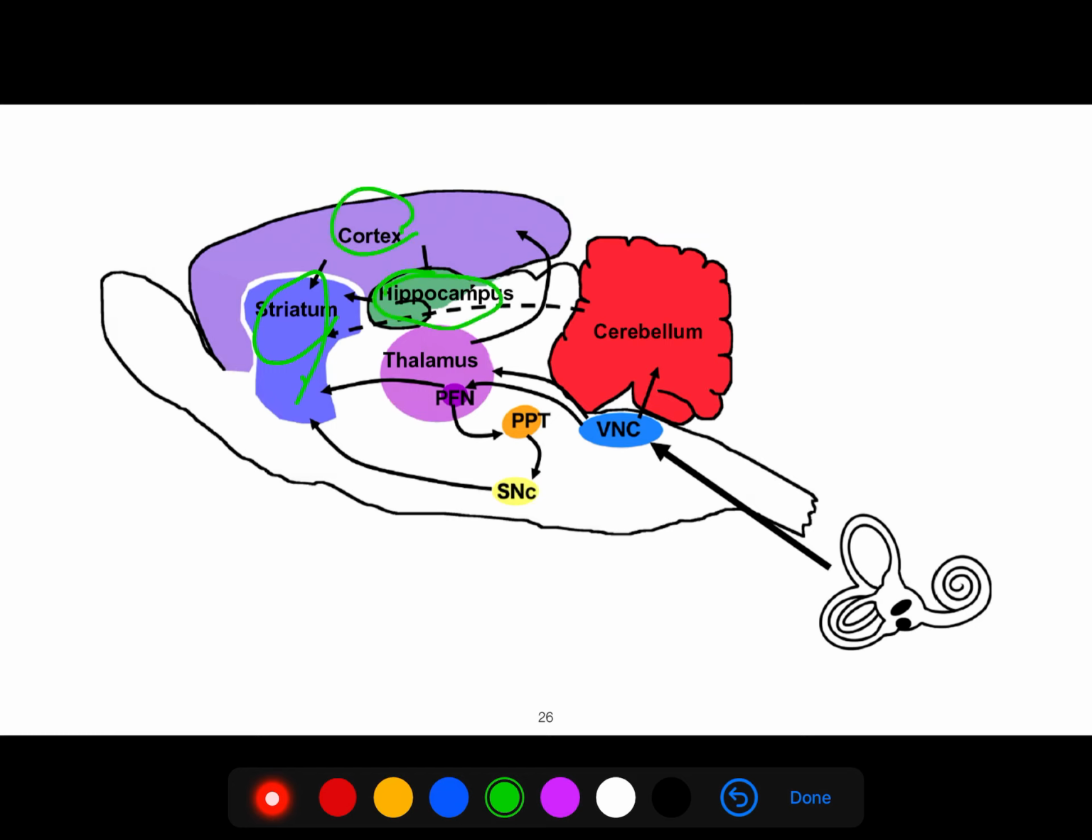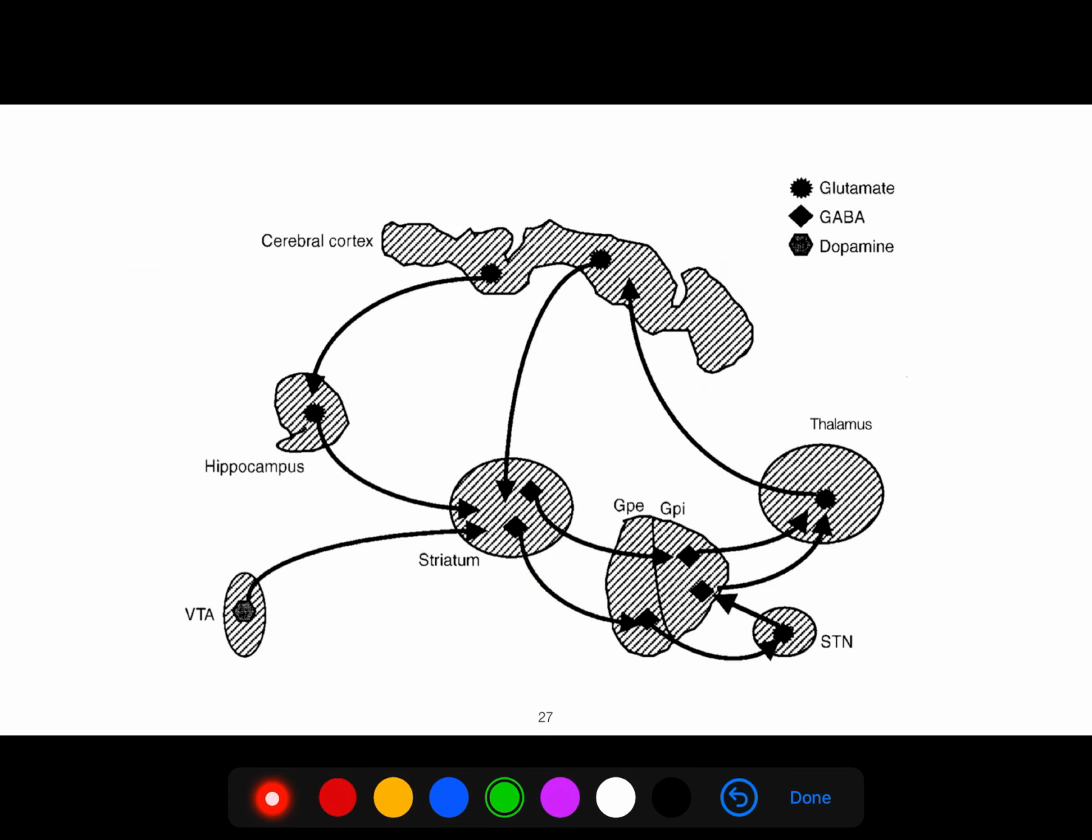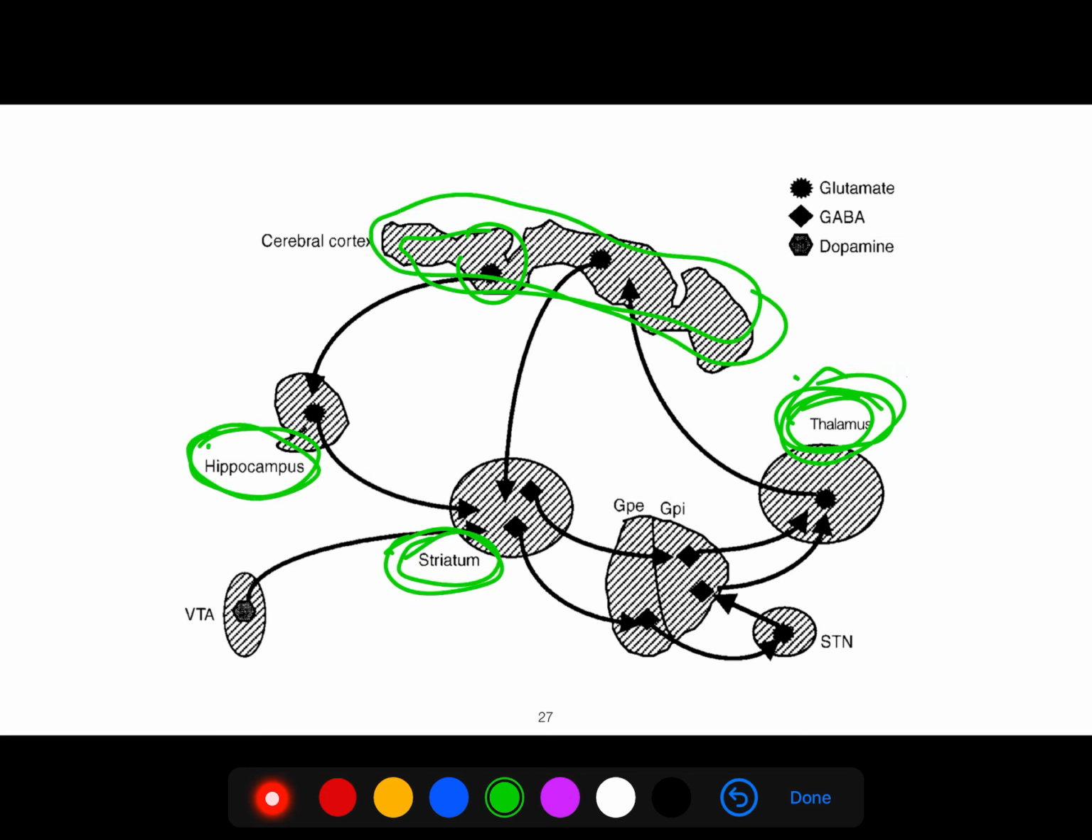Cortex is related to hippocampus. Thalamus is the gateway, and also cerebellum. And this is the best picture that you can see, because everything is simplified. This is a big picture. You have cerebral cortex, you have hippocampus, you have striatum, and thalamus. If you don't know the other things, it's not important, but at least you should know the relation between thalamus, striatum, hippocampus, and cerebral cortex, which is a big area.